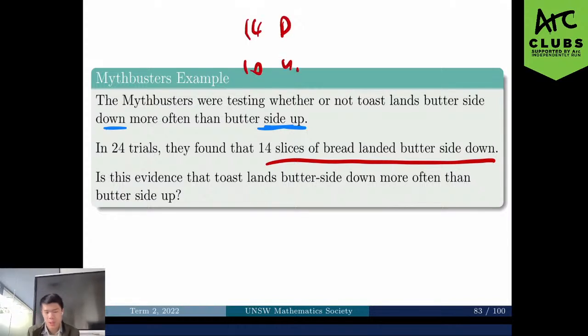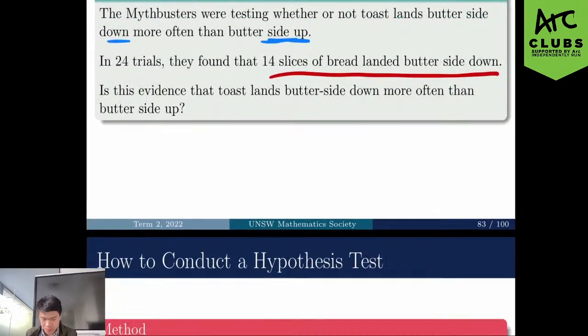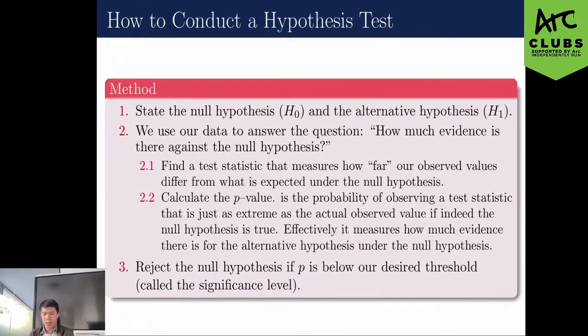But we can't just say that just because there are more on this particular occasion, that that's going to be true regardless, right? We have to basically see how likely it is or how strong our evidence is. And that's what a hypothesis test does, right? So our method is to state these two hypotheses we talked about, the null and the alternative. And then basically we try to use our data to answer the question, how much evidence is there against our null?